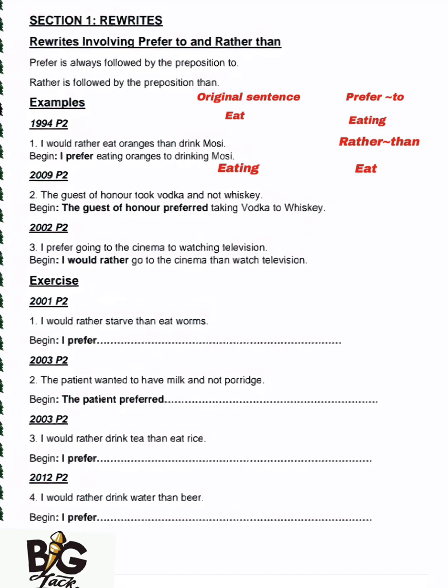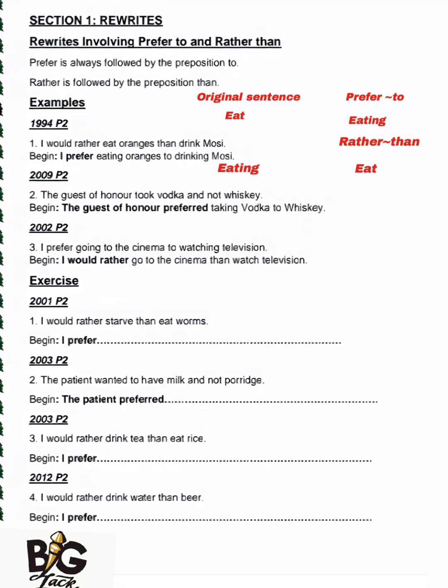Then where there is "to," we are going to put what? "Than." Then where there is "watching," we are going to remove what? "Ing." Then it is going to become "watch." So it is going to sound like this: "I would rather go to the cinema than watch television." Okay, that's excellent.